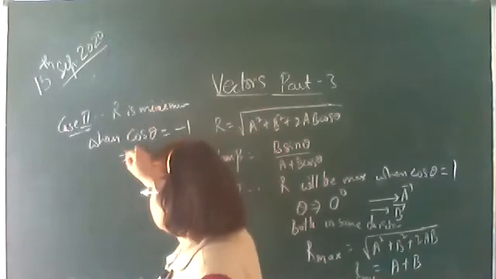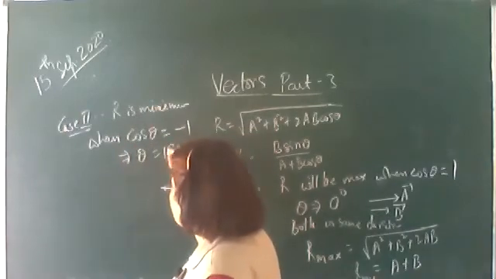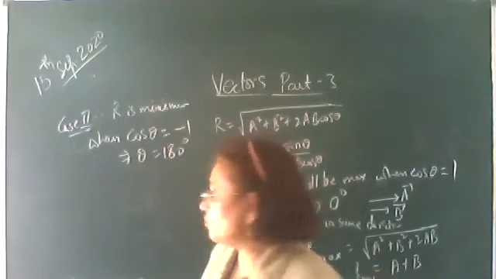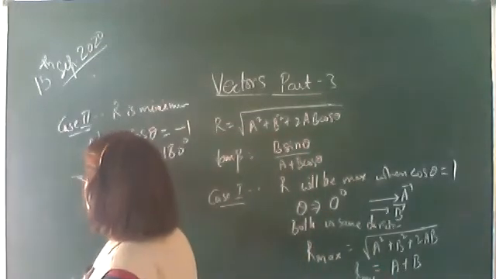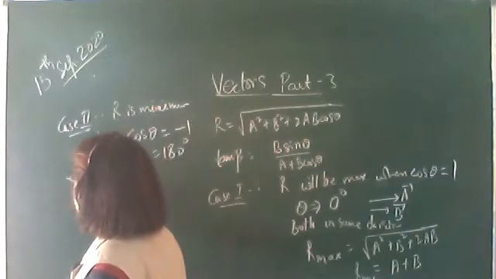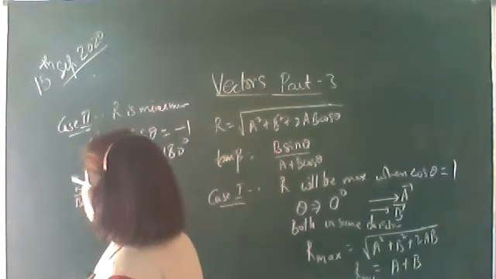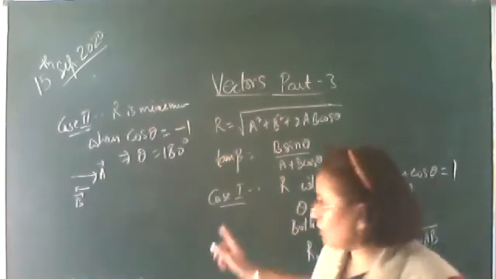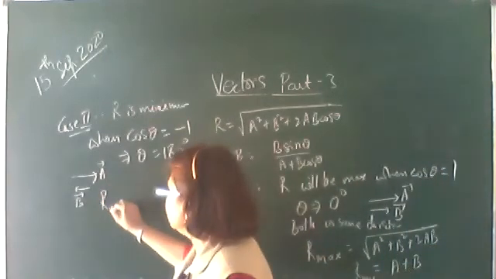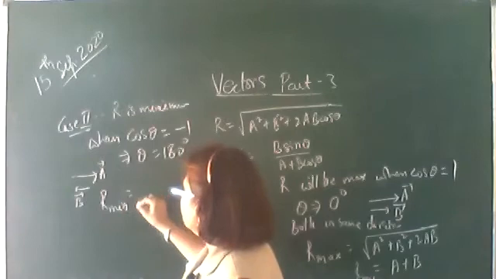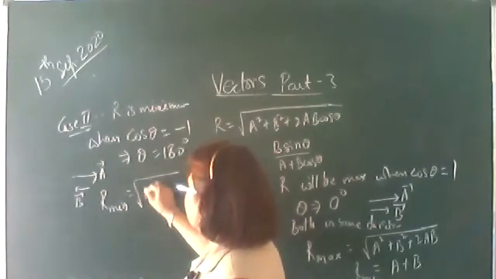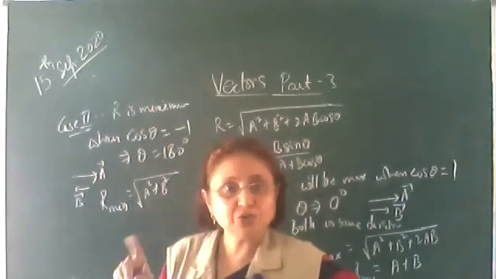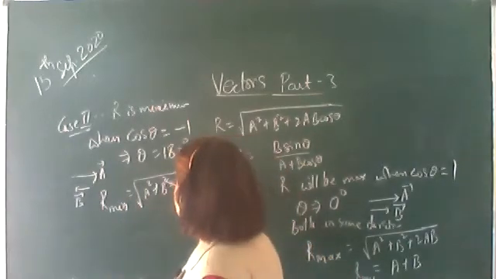And when is it -1? When theta is equal to 180 degree. That is, the two vectors are acting in the opposite direction. The two vectors are acting in the opposite direction, then the resultant is minimum. Now, how much will be the minimum resultant? Under root a square plus b square plus 2ab into -1. That is minus 2ab.